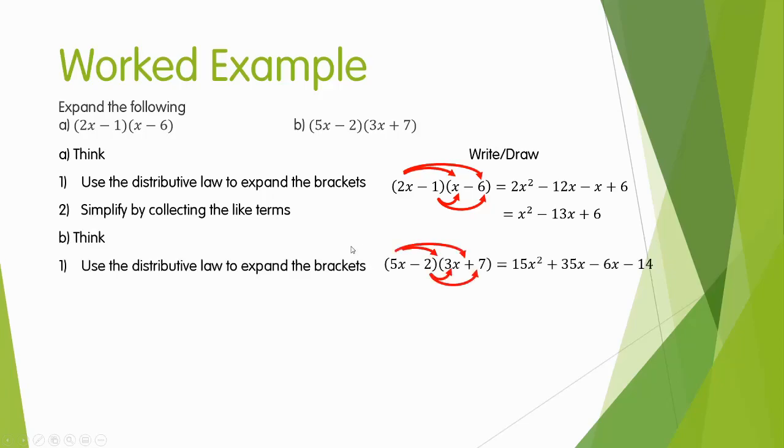For question B, again, distributive laws. First times first, 15x squared, because 5 times 3 is 15, x times x is x squared. 5x times 7, again, plus 35x. Minus 2 times 3x, negative 6x. Minus 2 times positive 7, negative 14. Again, we group those like terms and we get positive 29x in the middle, so we get the whole expression being this.